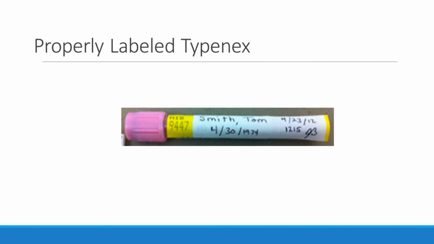Here's an example of a properly labeled type and X. Last name, first name, date of birth, date, time, initials. The letters and numbers on that yellow part, that's if they ask for a type and X number, that's what they're talking about.